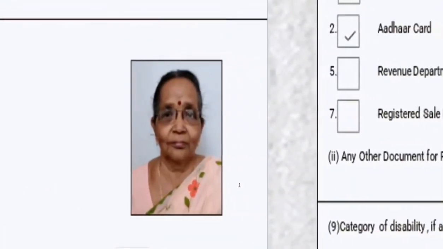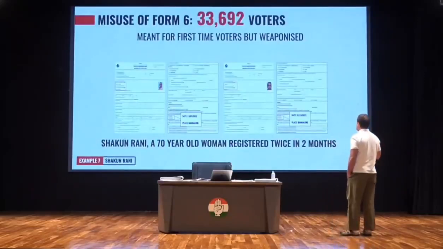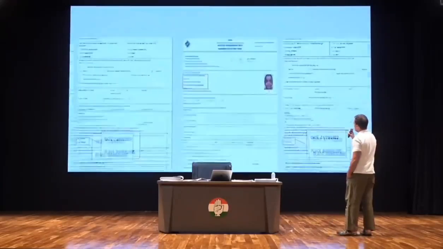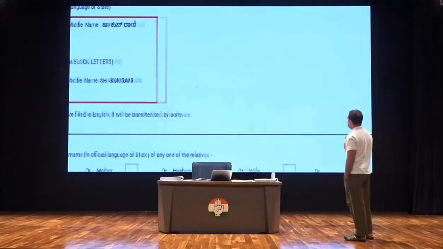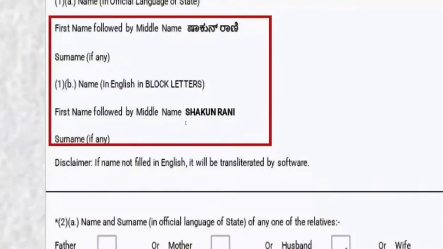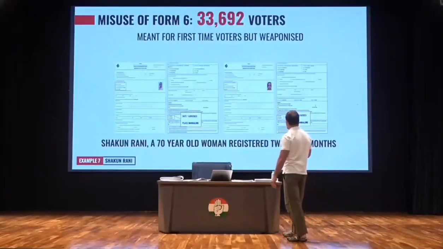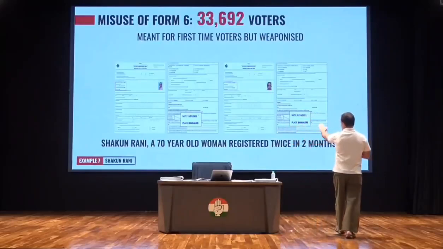That's a picture. Now go to the other picture. Look at the picture. So this is essentially a zoomed in picture that they've taken. And this is now suddenly a new voter. Go back. Now she has no surname, but her first name is Shakun Rani. Right? Go back.